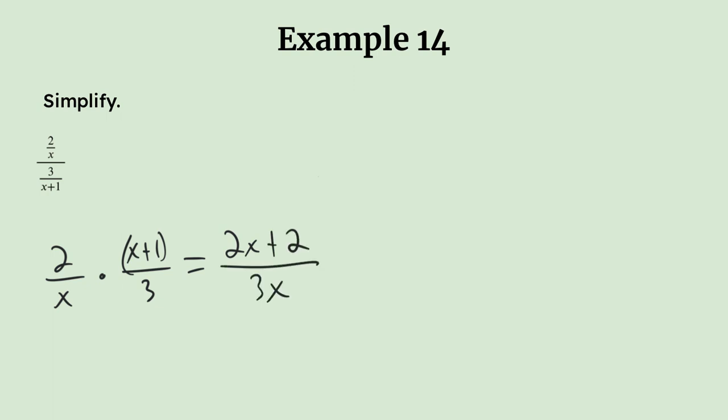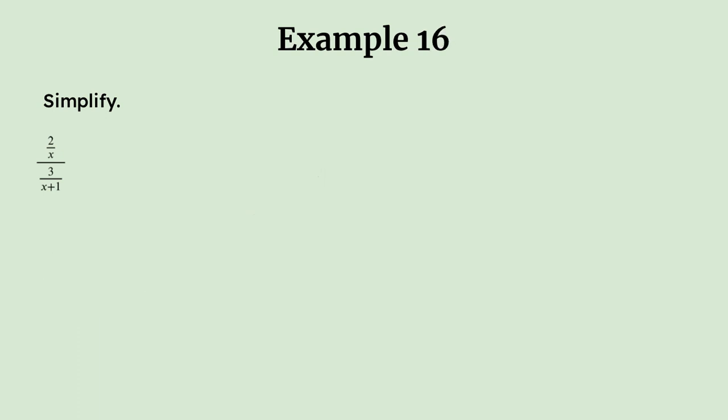And now we can't simplify anything because we do have 2 x's, but we're missing an x here. So everything has to share for it to be able to simplify. So our final answer would be 2x plus 2 over 3x. That's the same. A little bit more complex, but still same idea. 2 over x times x plus 1 over 3.